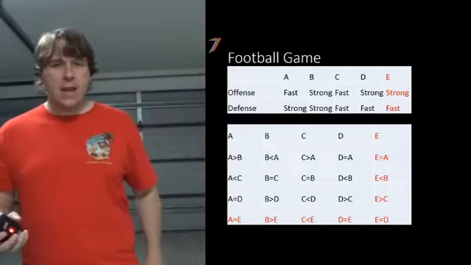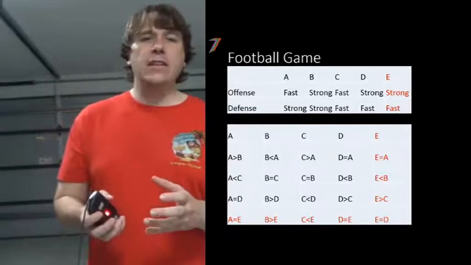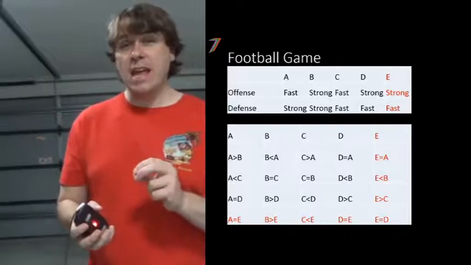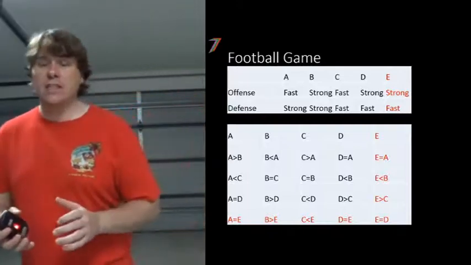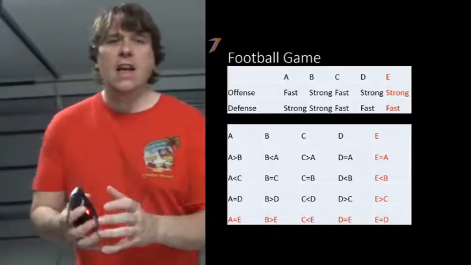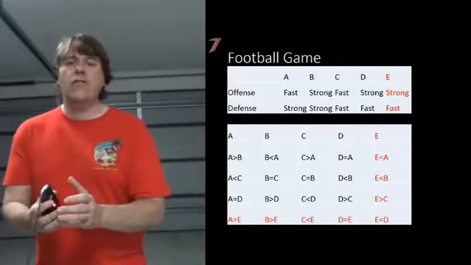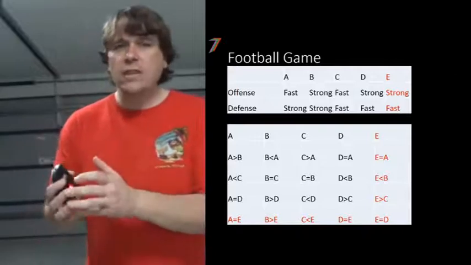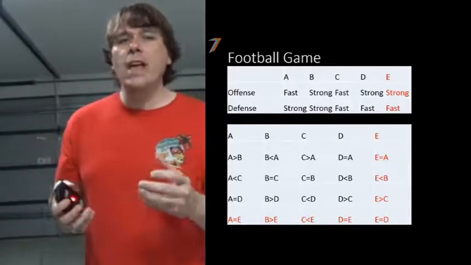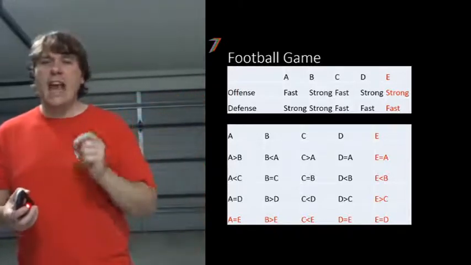So we've got B, who actually is better than D. B can actually beat D because the strong offense is able to get past the fast defense, and their strong defense is able to stop D's strong offense. And therefore, because E is the same as D, they can do the same. So now B actually has wins over both D and E.